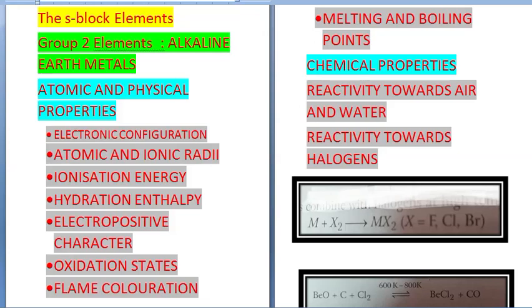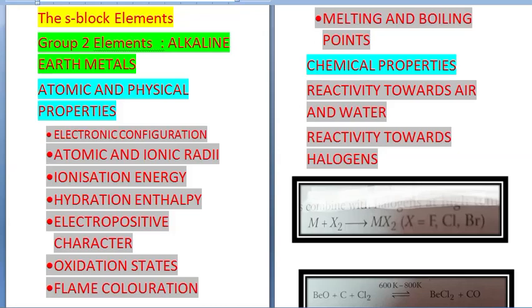For example, MgCl2, magnesium chloride, forms a hydrate MgCl2.6H2O. Similarly, calcium chloride also forms CaCl2.6H2O. So they get more extensively hydrated.